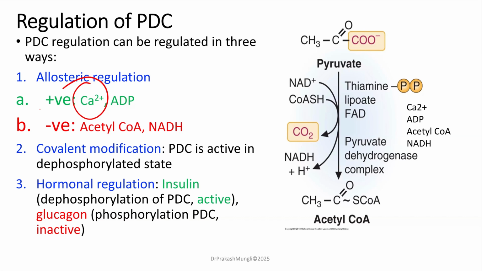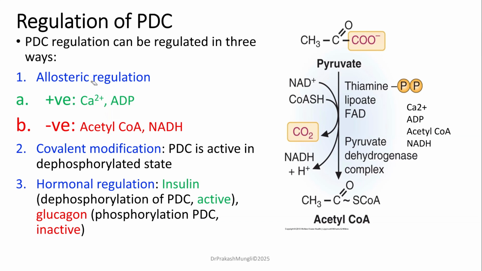So this is how hormonal and covalent modification goes. The covalent modification is dependent on the hormonal action. Insulin causes dephosphorylation, glucagon causes phosphorylation. The dephosphorylated form of PDC is active. You've got to remember it that way. The opposite of that is inactive, done by glucagon. Okay, that's how the regulation of PDC goes.